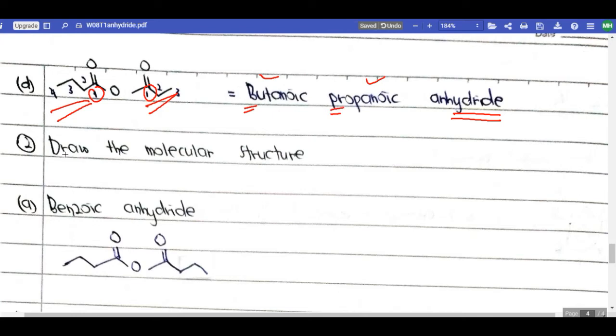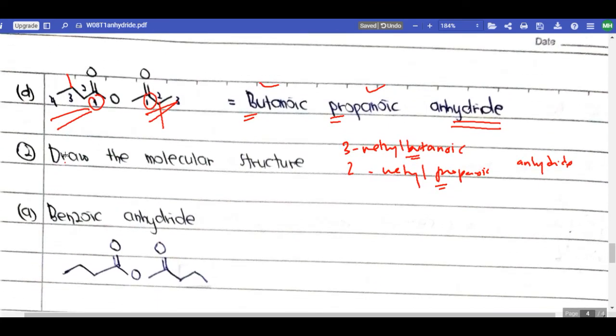To make the question a little bit harder, I can also add substituents. For instance, I can add a substituent here, number 2 and number 3. Okay, I can have a methyl group, and at number 2, I can also have a methyl group. So the name will become 3-methyl butanoic, 2-methyl propanoic anhydride. Again, butanoic shall come first before propanoic based on alphabetical order. Right, that's how we make the question a little bit challenging.